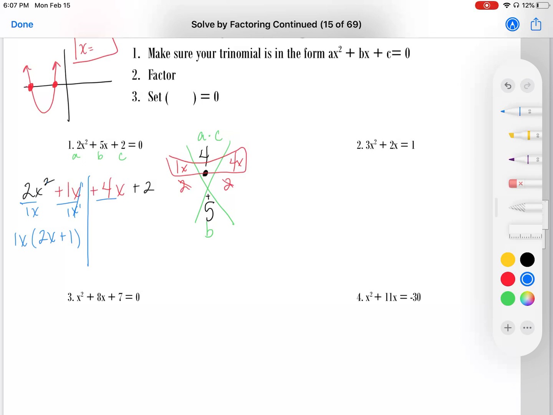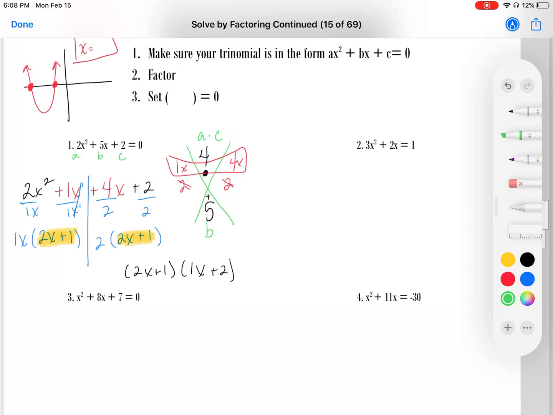I factor the second part. What can come out of a 4 and a 2? The number 2. What's left over? 4 divided by 2 is 2 with an x. 2 divided by 2 is 1. If your parentheses match, that's how you know that you did this correctly. So my final answer for number 1 is that there is a 2x plus 1 from the parentheses and a 1x plus 2 where the numbers hang out of the parentheses.